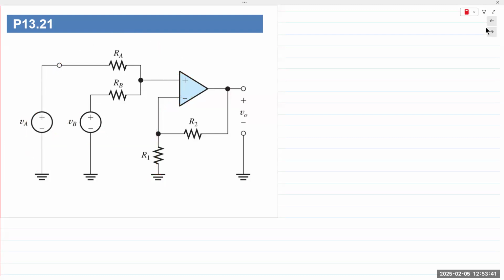So the function remains the same. The equation would be slightly different. The gain would be 1 plus R2 over R in. The output would be a summation of VA, VB, and VC, VD.